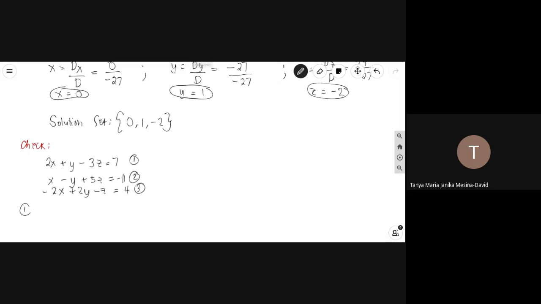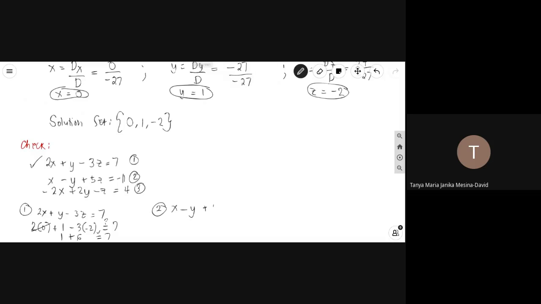So let's start first with equation 1. We have 2x plus y minus 3z equals 7. So is 2 times 0 plus 1 minus 3 times negative 2 equal to 7? So let's see. This one is 0. This is 1 plus 6. Yes, it's equal to 7. So we have a check on the first one. Let's go to equation 2.